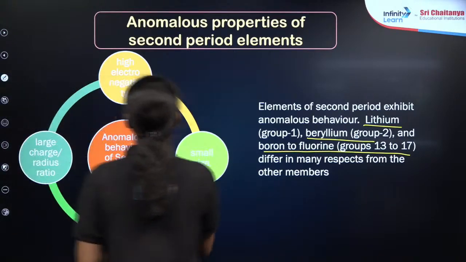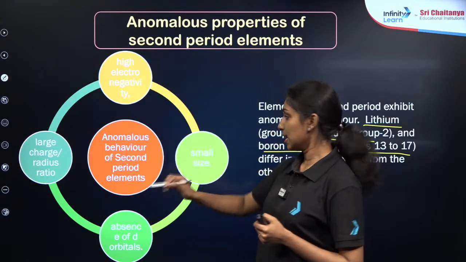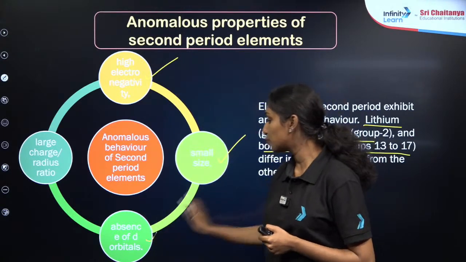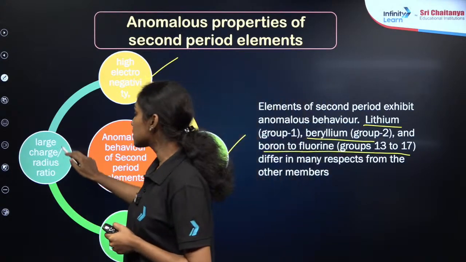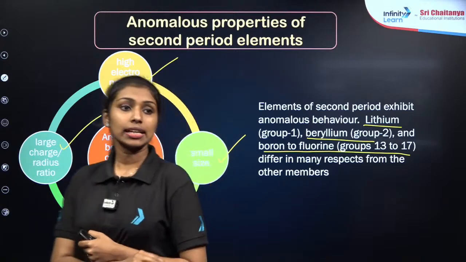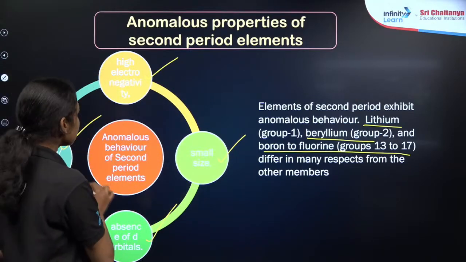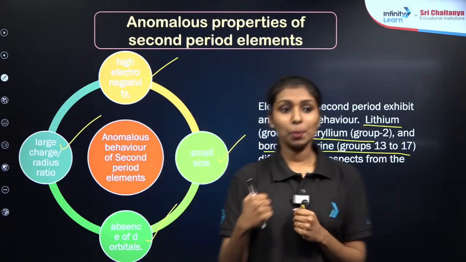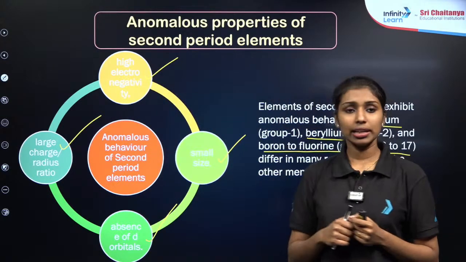Why does this happen? Because of their high electronegativity, small size, absence of d orbitals, and large charge by radius ratio. These are the 4 reasons for the second period elements showing anomalous behavior. Clear?